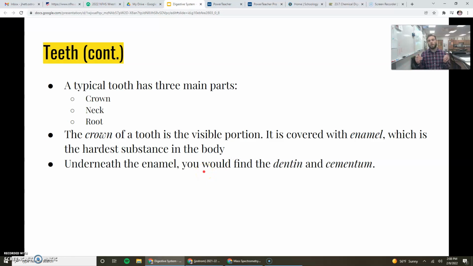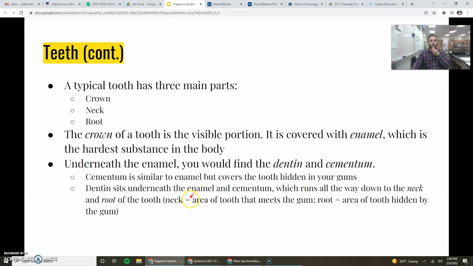If you were to go deep to the enamel, you would find dentin and cementum. Cementum is very similar to enamel, but it's going to be responsible for covering the hidden part of your tooth when it's inside your gums. You won't have any enamel on the root of your tooth.